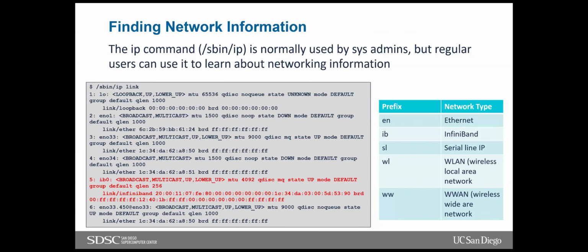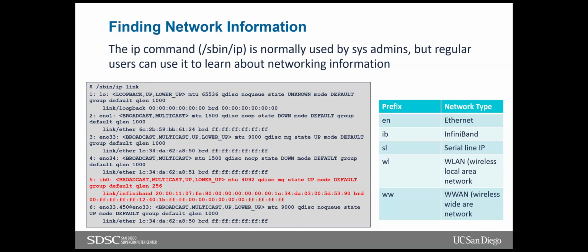So we can find out what networking we have by using the ip link command. The ip link command lists all the network interfaces. So again, on Expanse, this is what the output would look like.